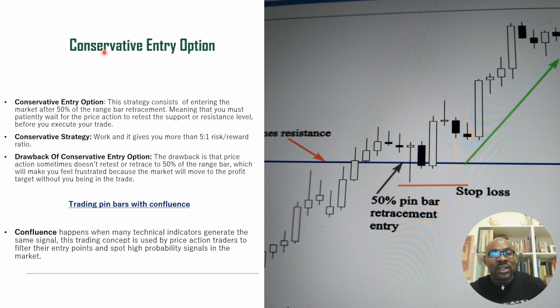So if you are the conservative entry guy, if that is your strategy, you might just miss the opportunity. That is what I'm trying to explain. That is the drawback of the conservative entry option. The drawback is that price action sometimes does not retest or retrace to 50% of the range bar, which will make you feel frustrated because the market will move to the profit target without you being in the trade, like I've explained. It's very clear, guys. It's as simple. This thing works.